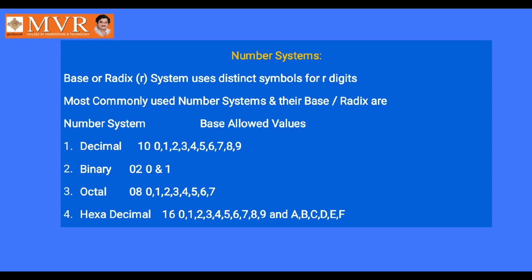The second one is the binary number system. Its base is 2, and the allowed values are 0 and 1. The third one is the octal number system. Base is 8, and the values allowed here are 0 to 7.